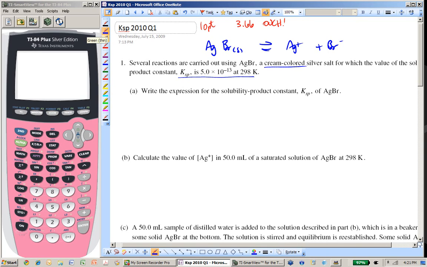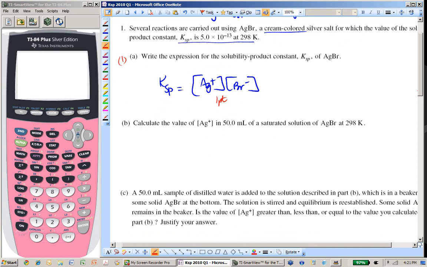All right. KSP equals concentration of silver, concentration of bromide. Parentheses were not accepted. So I know you think it's picky sometimes, but these square brackets really do have meaning. So a point for that. This piece was also worth a point.